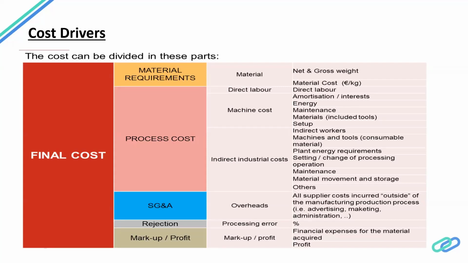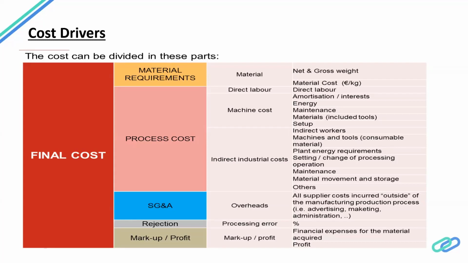Material included, tool material here means including tool, and those things. And then another aspect comes in: the process cost is indirect industrial cost. Indirect industrial cost comes like indirect worker, machine and tools, plant energy requirement, setting, change of process requirement, maintenance, plant maintenance cost, and material movement and storage, that's inventory. These process costs include all those things.